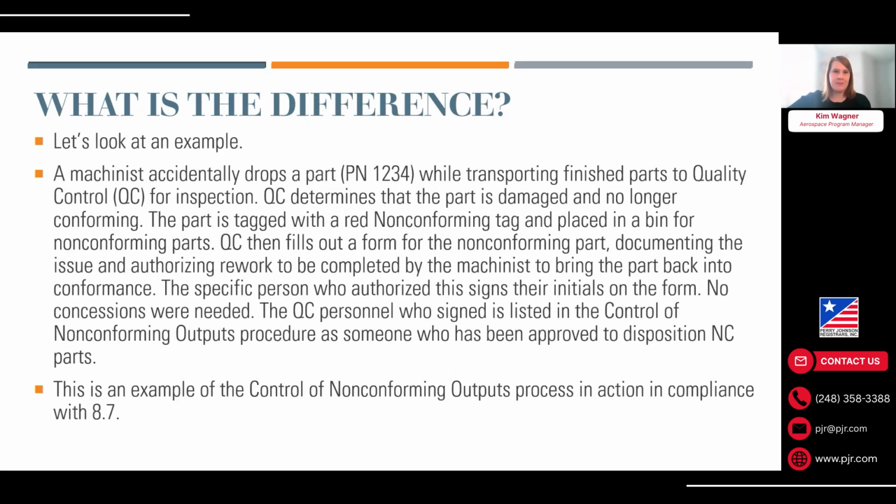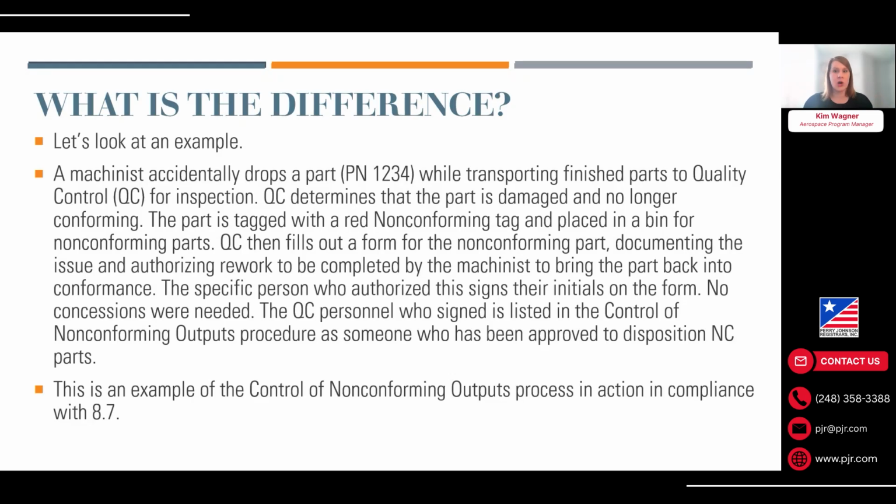Okay, so let's look at the bigger picture here. We're talking about control of non-conforming outputs. We're talking about corrective action. Let's look at an example to really zero in on the differences between the two and how these are documented, right? So in this example, we've got a machinist that accidentally drops a part number 1234, while transporting finished parts to quality control, or QC, for inspection.